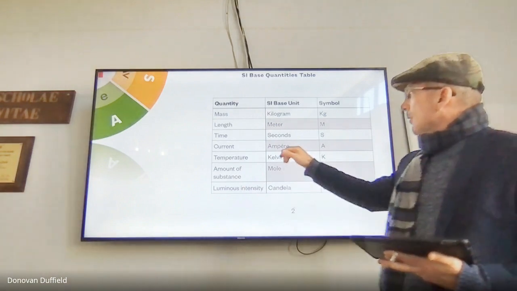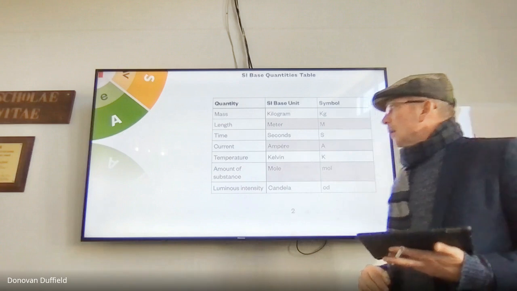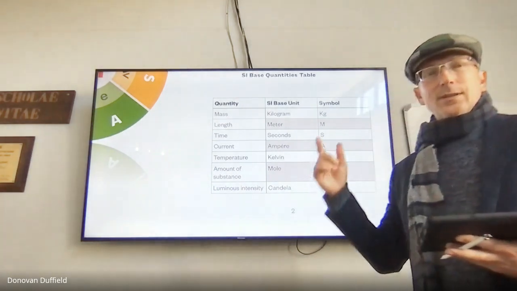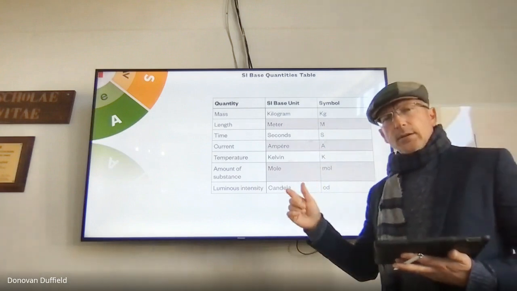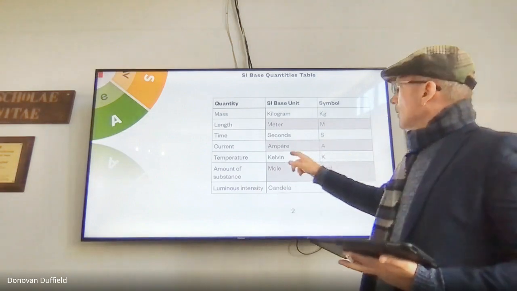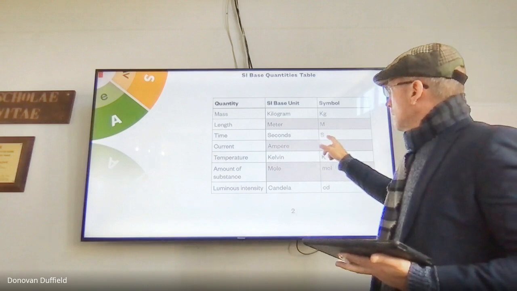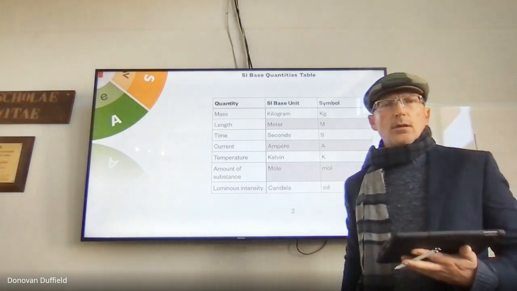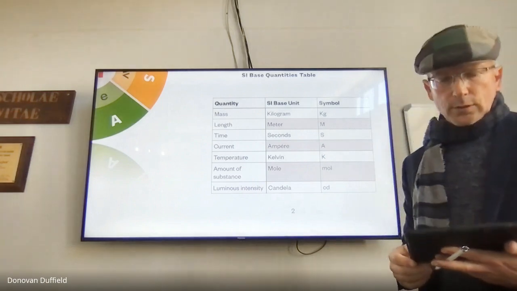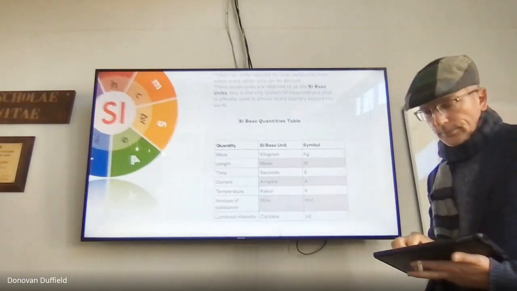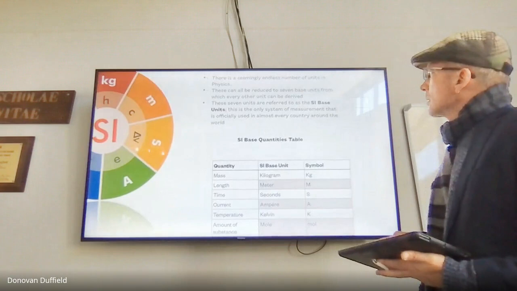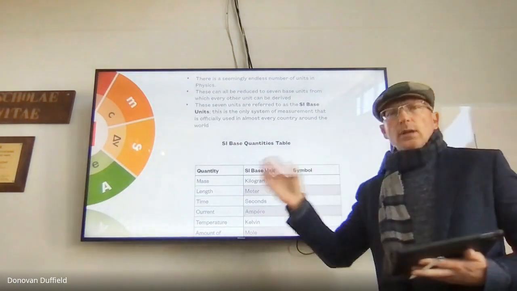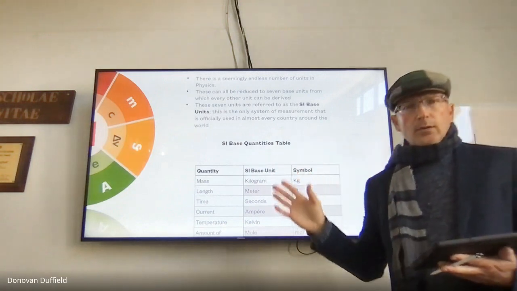When it comes to current, it's interesting. If you take, for instance, charge is I times t, current times time. So current times time, ampere seconds, is going to give us the coulomb, which is the unit for charge that we use. So the SI base units are basically used in the context of science throughout the world.